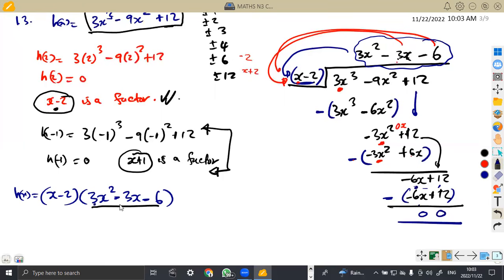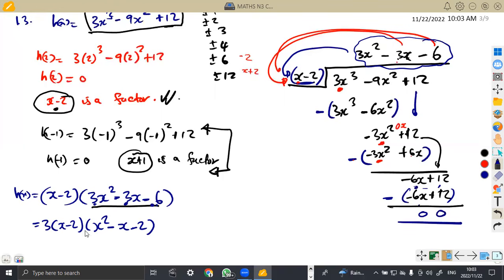But we've got 3 as a common factor, so you can factor out the 3 outside. We've got x minus 2. If you factor out 3 here, you're going to remain with x squared. If you factor out 3 here, it's going to be minus x. If you factor out 3 here, we are going to remain with minus 2. It's minus 6 divided by 3, that's minus 2.